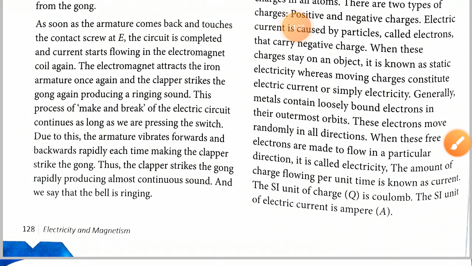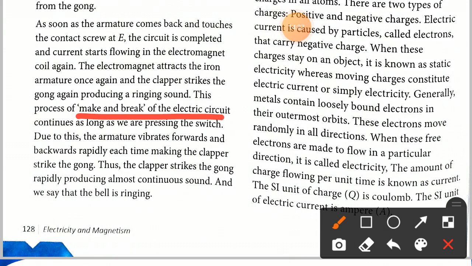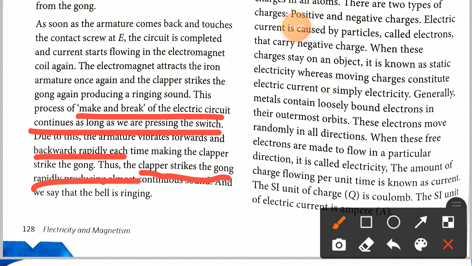This process of make and break of the electric circuit continues as long as we press the switch. So due to this, the armature vibrates forward and backward rapidly, each time making the clapper strike the gong. Thus the clapper strikes the gong rapidly, producing an almost continuous sound, and we say that the bell is ringing.